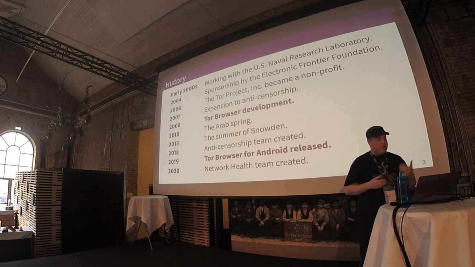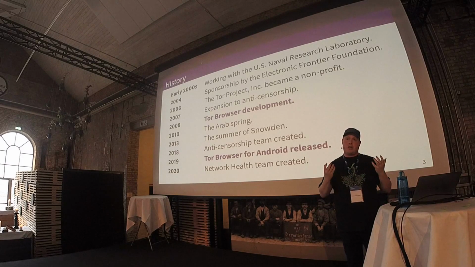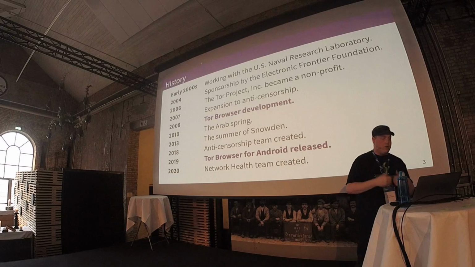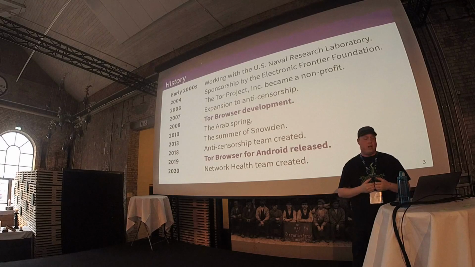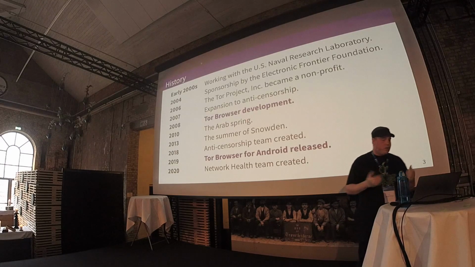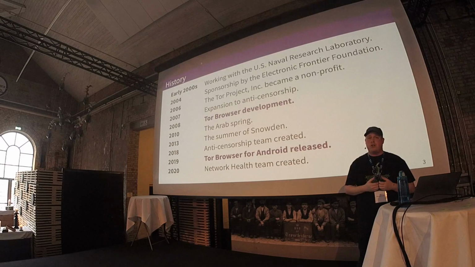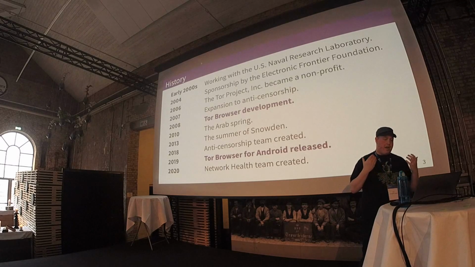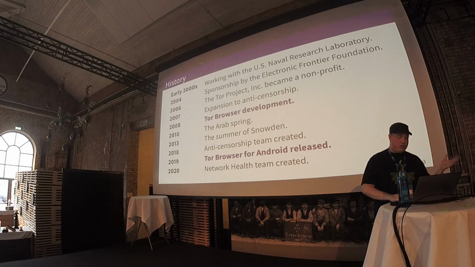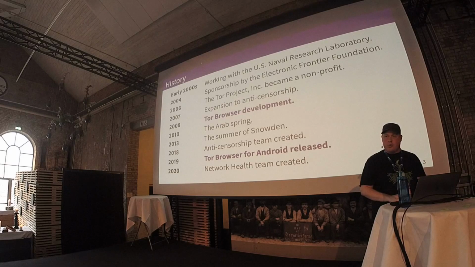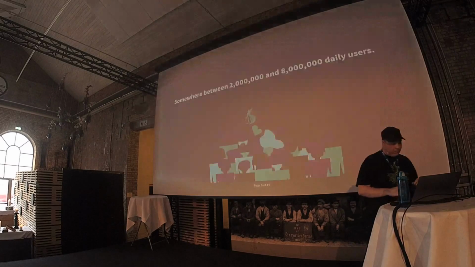2010 and 2013, with the Arab Spring and the summer of Snowden, were big years for the organization in that a lot of people got to know what it was that Tor was. A lot of people learned about it during these years, and we could see an increase in both users and volunteers who were helping out with things. In 18, we created an anti-censorship team. In 19, we created a TorBrowser for Android. And this year, we've just created a new team called the Network Health Team, which I hope to talk about at another time, but which is focused on looking after that the network is doing well and that people are operating it in a diverse way and stuff like that.